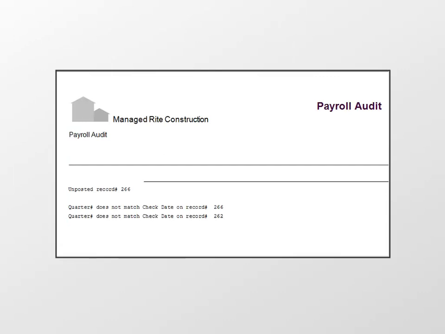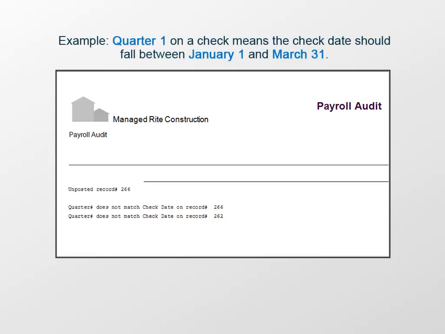Another error you may see in the payroll audit is quarter number does not match check date on record number. This error indicates that a check date does not fall within the dates of the quarter used on the actual payroll record. For example, if you use quarter 1 on a check, the program determines the check date should fall between January 1st and March 31st. We'll refer to this as quarter and check date mismatch.